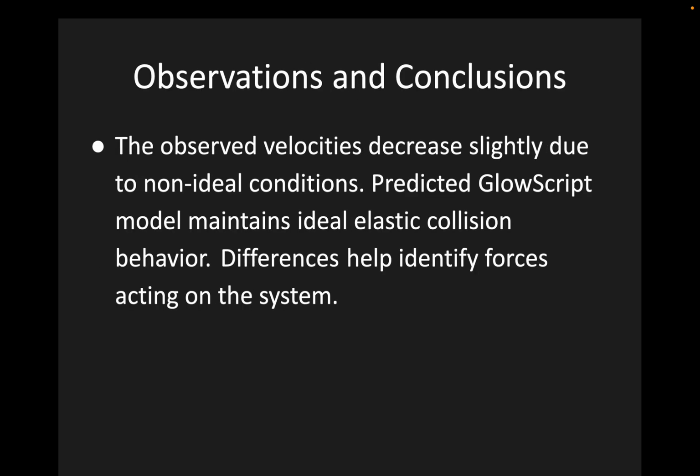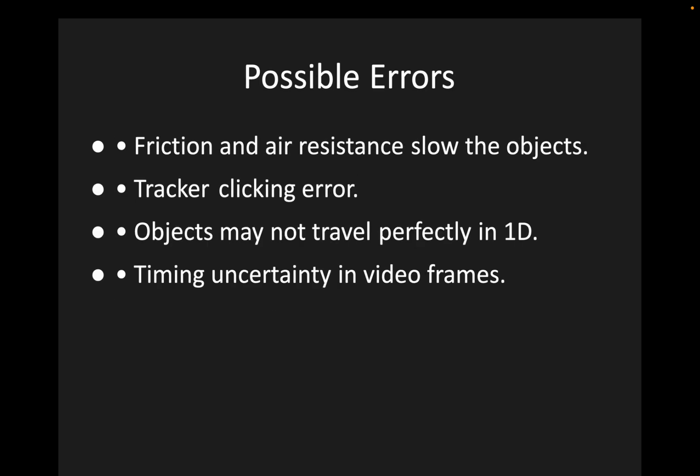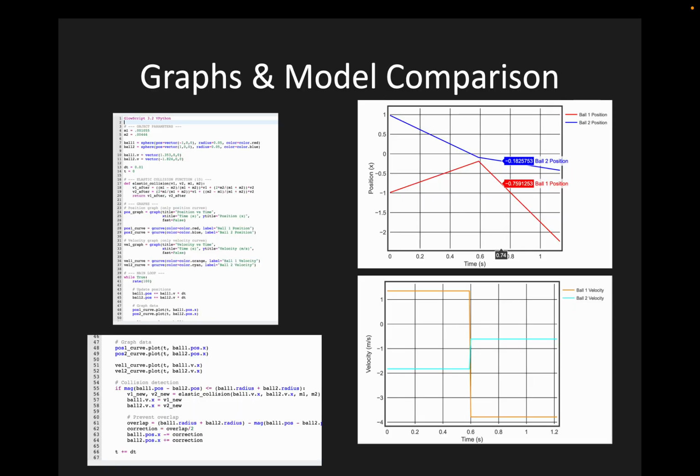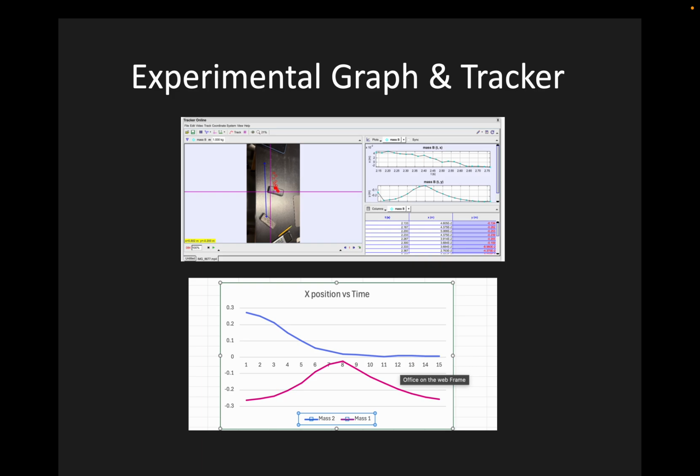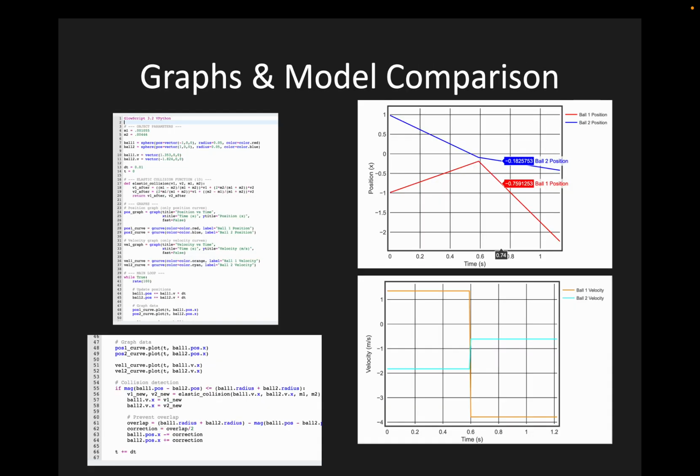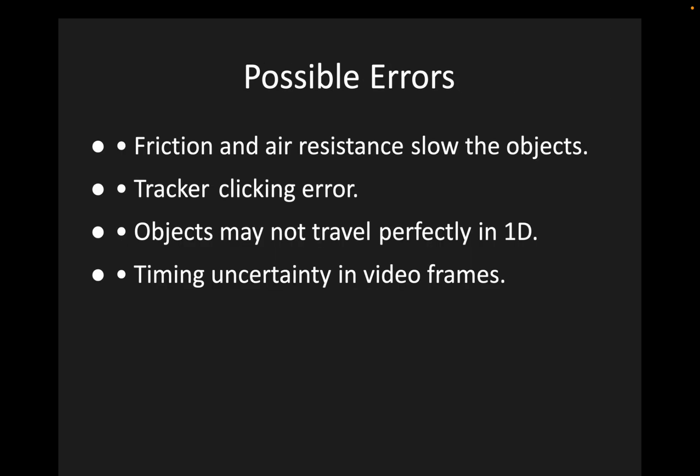And then observations. The observed velocities decreased slightly due to non-ideal conditions. The predicted GlowScript model maintains ideal elastic collision behavior. The difference helps identify forces acting. So, for example, there are a lot of friction forces, which is shown through the difference in the two graphs. That just shows, because this one is linear, and this one kind of flattens out.